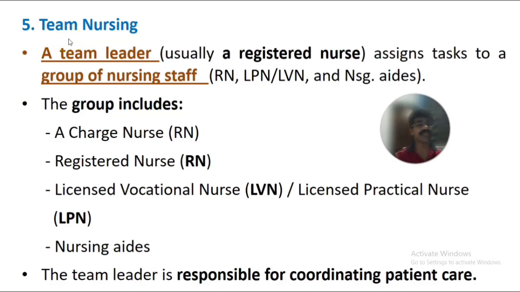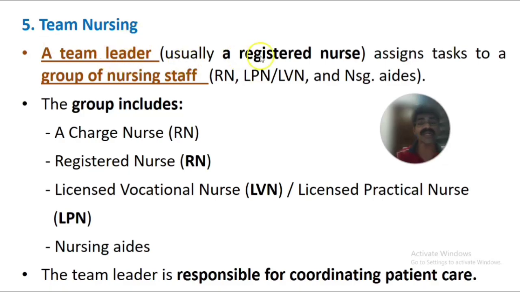Now the fifth type or method is team nursing. As the term indicates, here a group of people, that's what we call a team nursing. So a team leader, usually a registered nurse, assigns the tasks, the activities, to a group of nursing staff. That includes RN, that is registered nurse, then LPN or LVN, that is licensed vocational nurse and licensed practical nurse. Like that, a category of nurses are available abroad. And nursing aides, nursing assistants. All this becomes a team. Because of that, it is called team nursing.